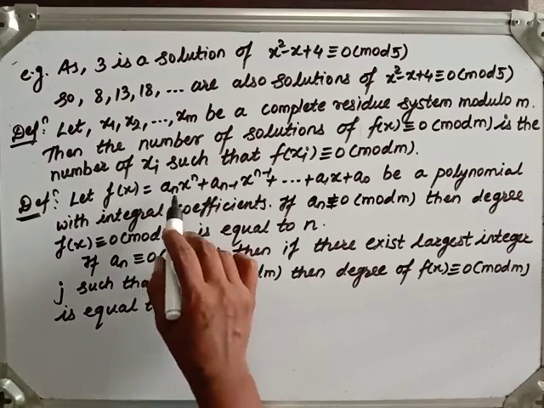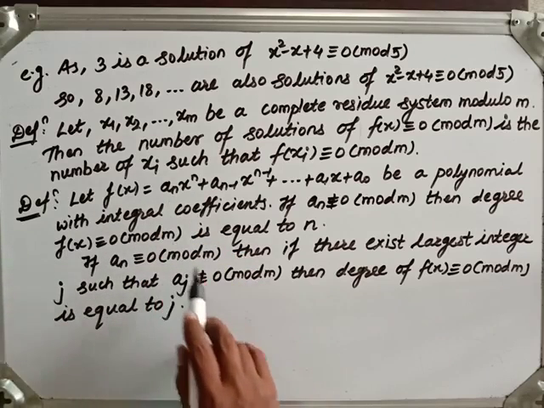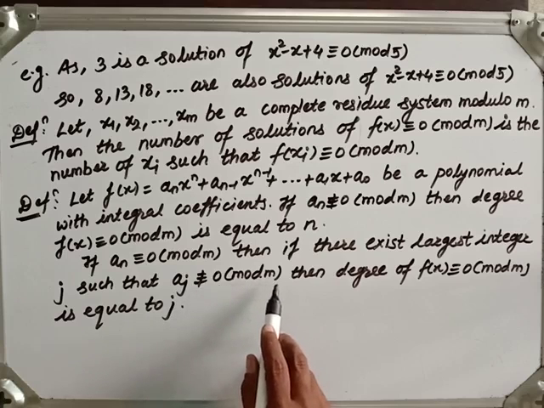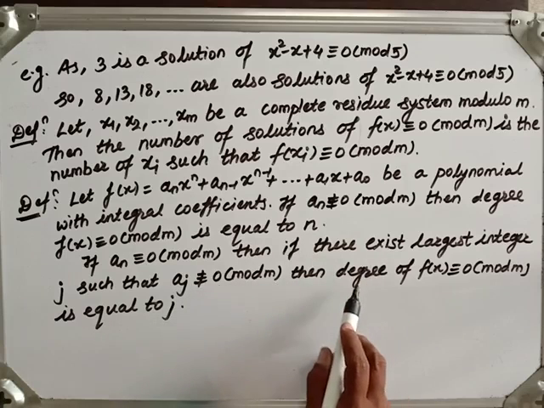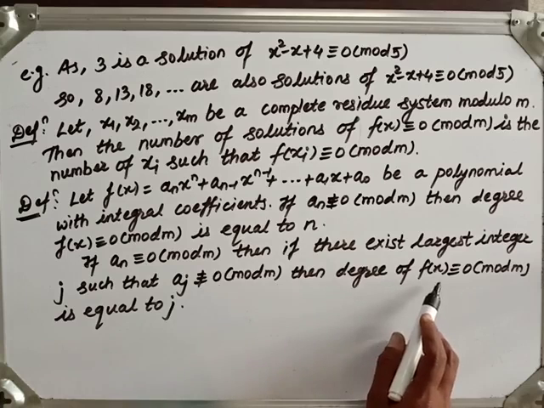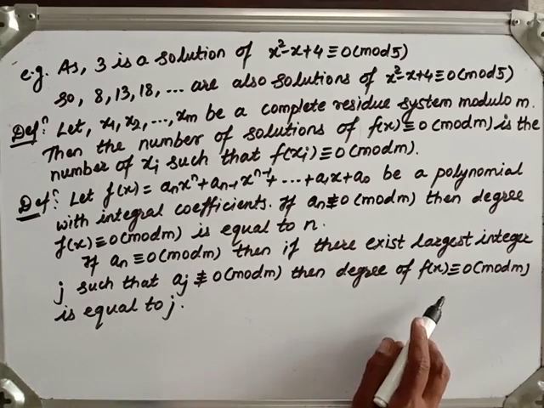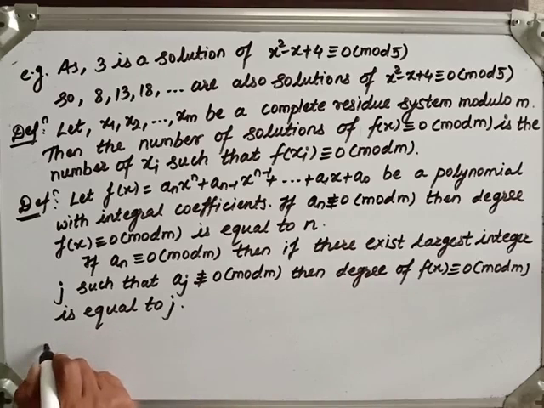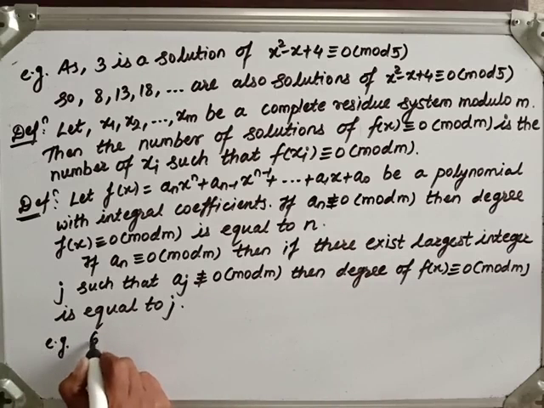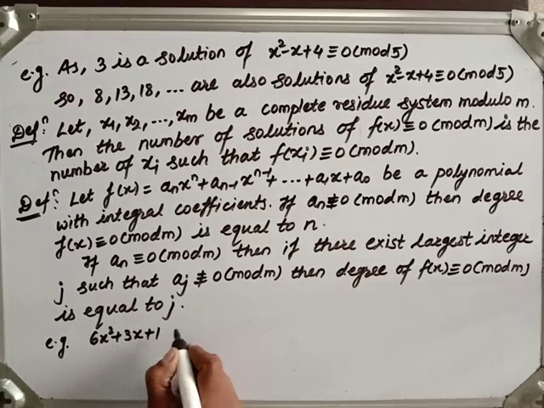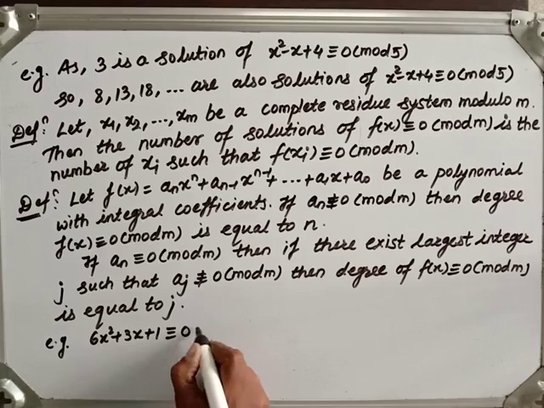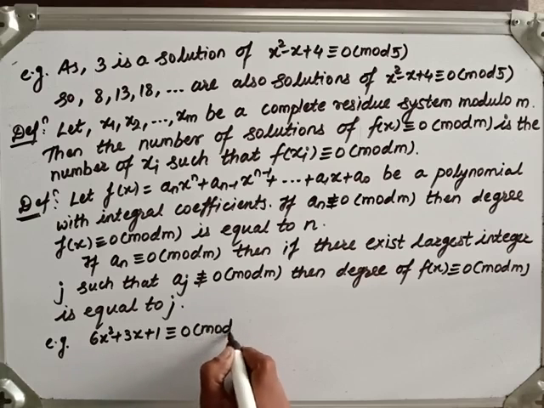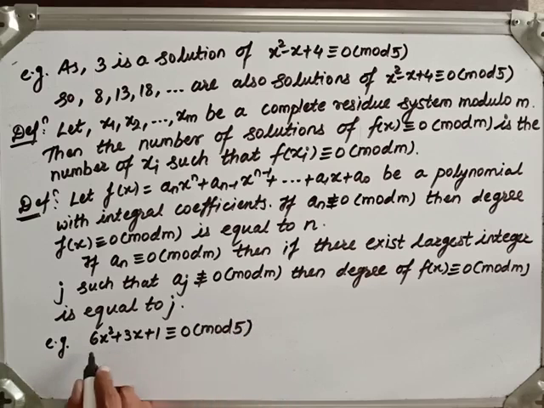Whatever the coefficient for which the remainder should not be 0 modulo m, that will be the degree of that congruence equation f of x congruent to 0 modulo m. For example, 6x square plus 3x plus 1 congruent to 0 modulo 5. So here f of x is 6x square plus 3x plus 1.